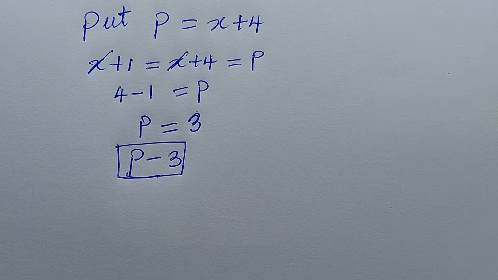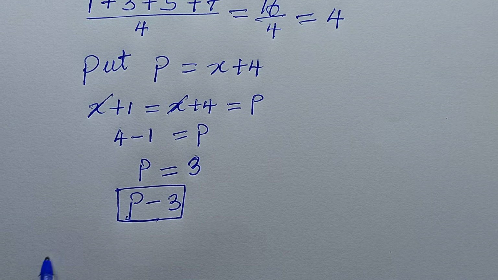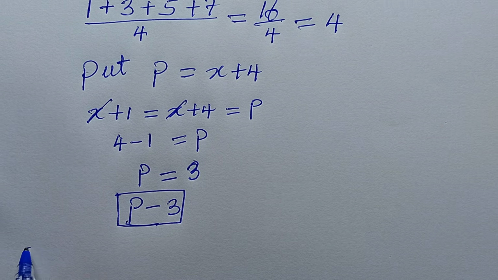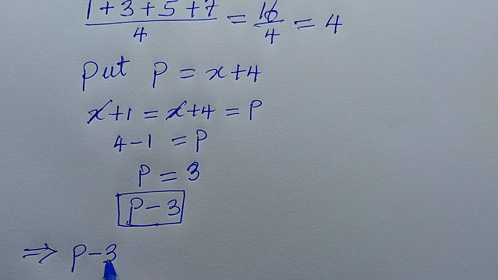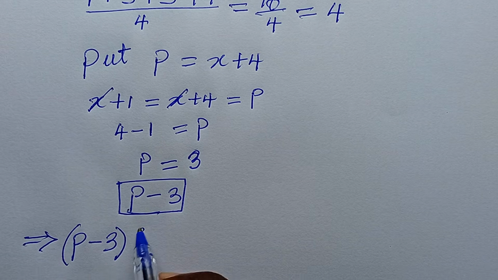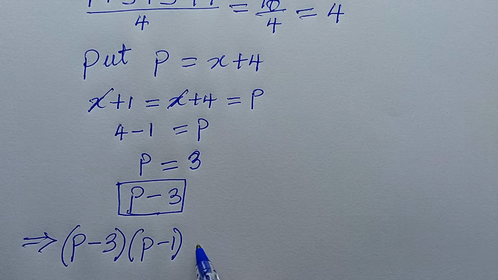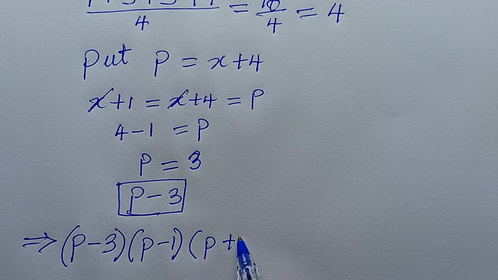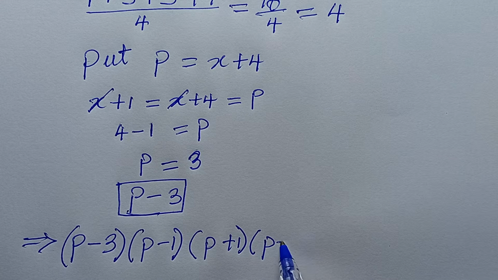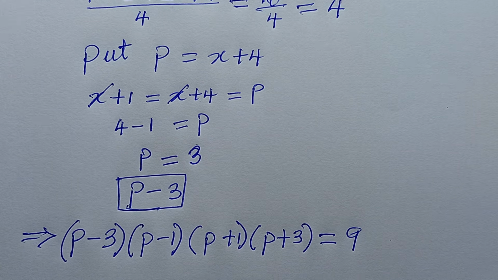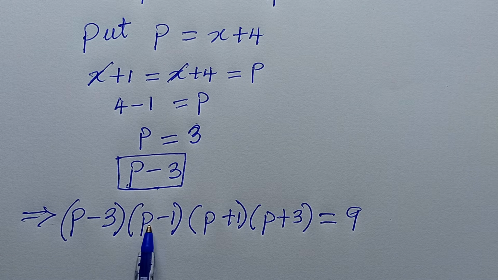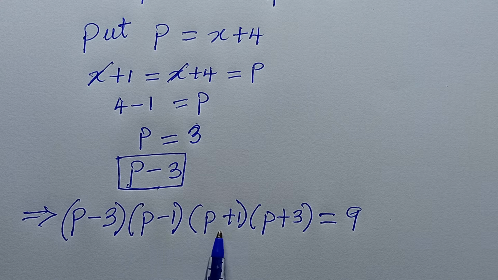Now, if we repeat the same procedure, which is what we did here for this and this, then our equation comes up to give us, this now implies that we're going to have (p minus 3)(p minus 1)(p plus 1)(p plus 3), everything will now be equal to 9, right? I took that to substitute into the first, second, and after simplification, this is what I came up with, like what I did in this place here.